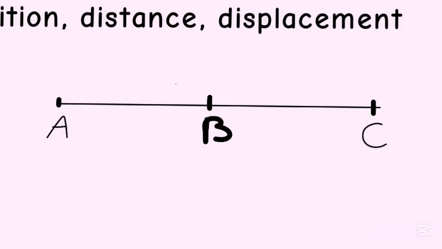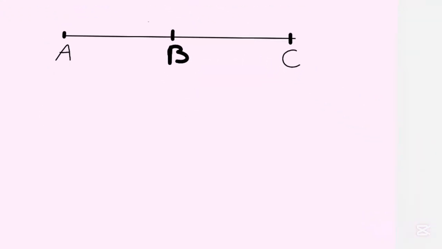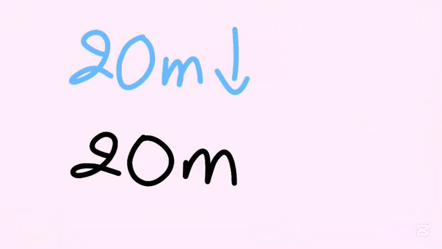meters. Distance is a scalar, while displacement is a vector. So the black 20 meter represents scalar and the blue 20 meter represents a vector. A vector has magnitude and direction. The difference is that vectors have signs, either up, down, right, left.